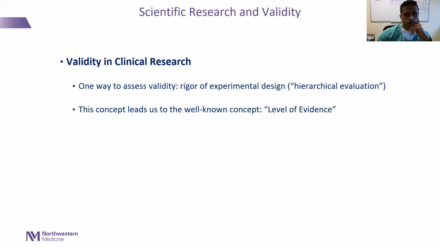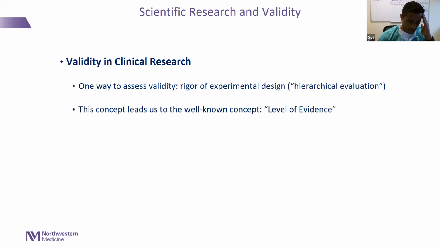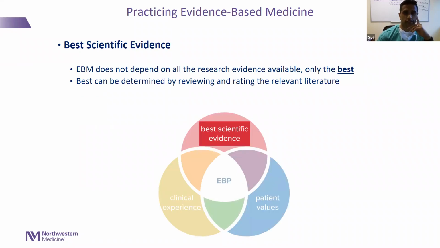So when we're talking about validity in clinical research, one way to assess it is with the rigor of the experimental design, like a hierarchical evaluation. And this concept leads us to the well-known concept of level of evidence. So there are studies that are more rigorous than others, and that's one way to assess which ones have more internal and then subsequently external validity. So evidence-based medicine involves, again, combining the best research evidence with the clinician's clinical expertise and the patient values. So let's talk about scientific evidence first.